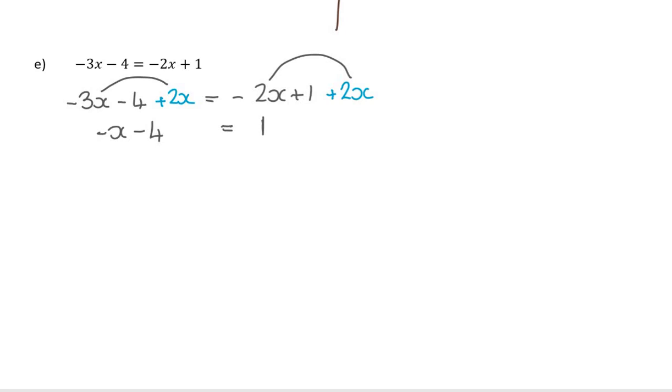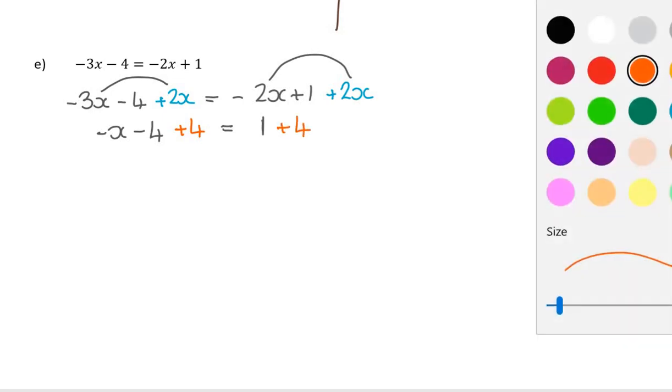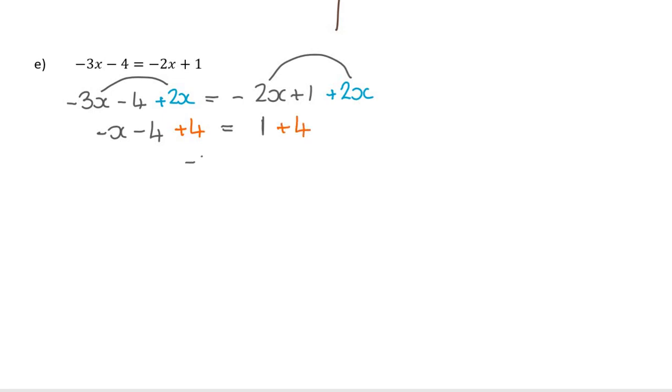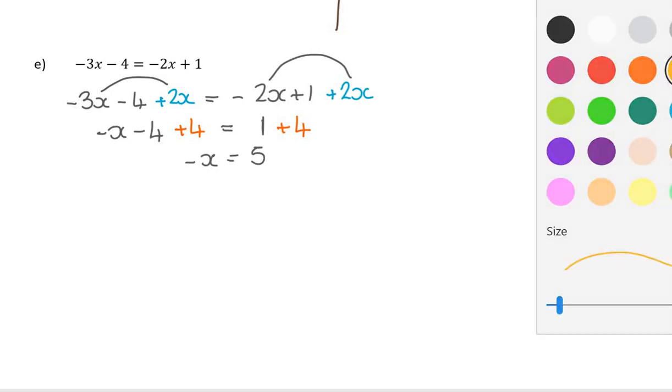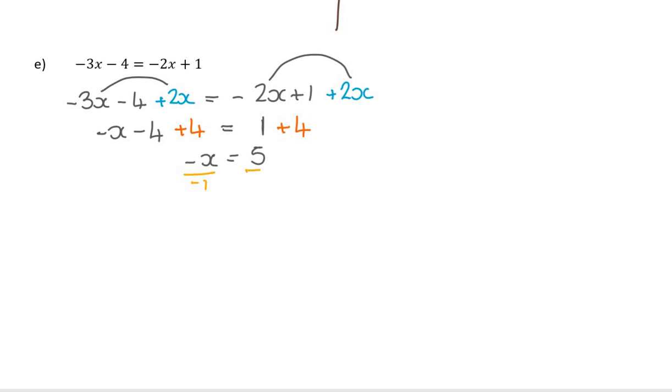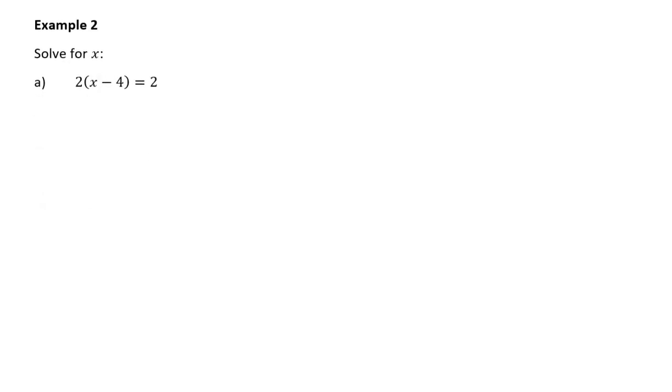And so now I can add 4 to both sides to get rid of that subtracting 4. So I get negative x equals 5. And then I can divide by negative 1, which you don't have to show, but that's effectively what I need to do in my head. And I get x is equal to negative 5. Right, so those are your x's on both sides type of questions. They should ring a bell from last year, and so hopefully you feel comfortable with them, and we are going to practice these. Right, let's look at our second example.